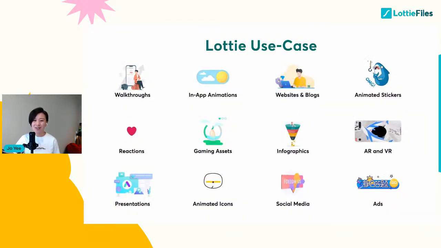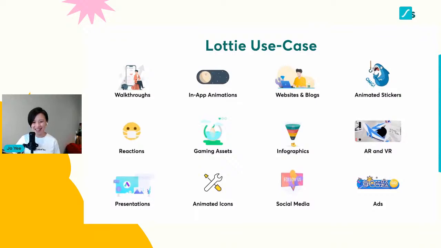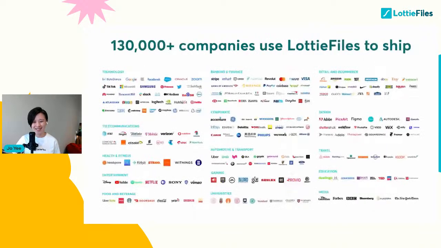There are plenty of ways you can make full use of Lottie. You can use them in your app, website, create funky Telegram stickers, add them to your games, AR, VR, or even use them for your presentation and ads. There are over 130,000 companies that use Lottie to ship their animation. Some of them include TikTok, Google, Airbnb, and even Disney.